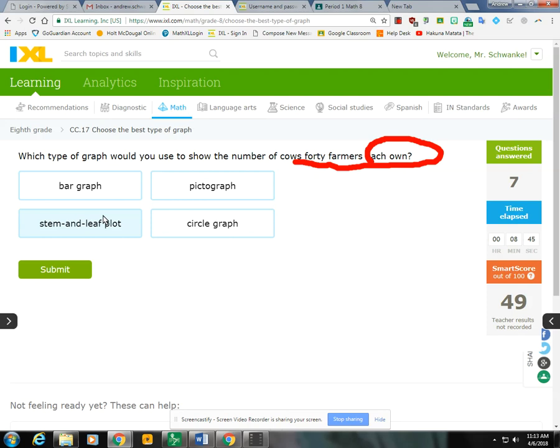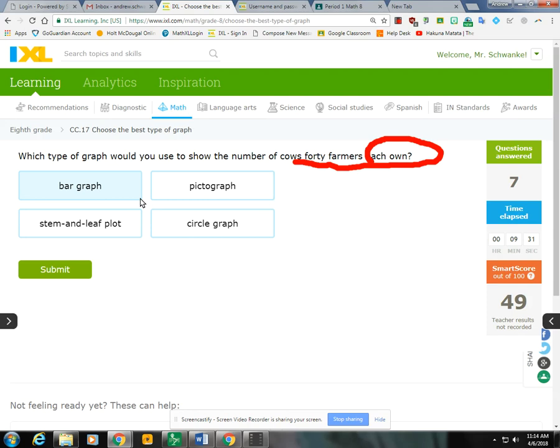Which type of graph would you use to show the number of cows 40 farmers each own? We have 40 farmers, and we need to know how many cows they each own. That's a pretty large set. It's definitely not pictograph, because it doesn't say that one ranch represents 500 cows. Like before, we had one box represents 20 markers. So we don't have that.